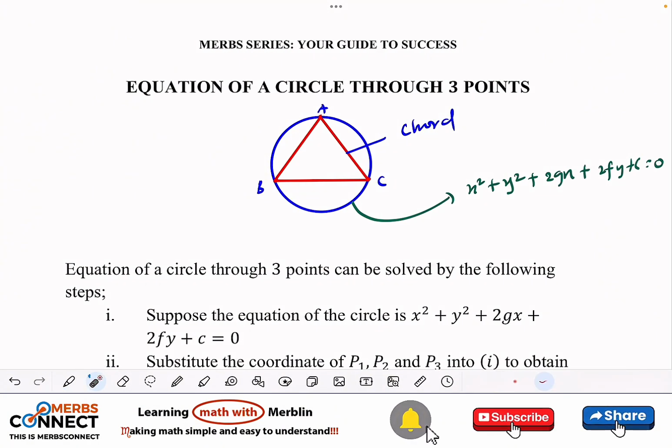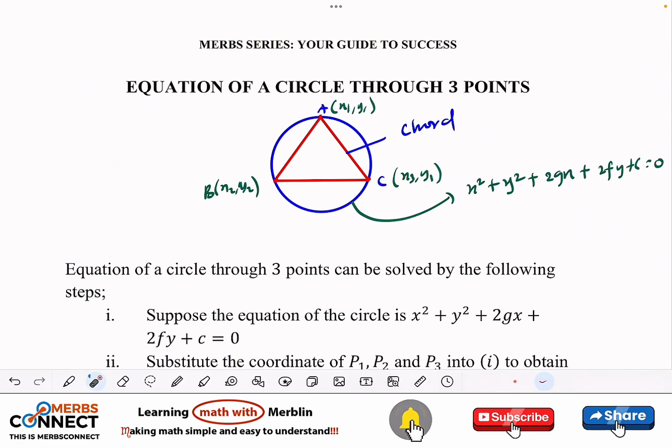So this is the general equation for finding a circle, right? If this is the general circle, then what we are going to do is plug in the point for A. Let me just name these points. This is x1, y1. Let's assume that my B is x2, y2, and my C is x3, y3, right?